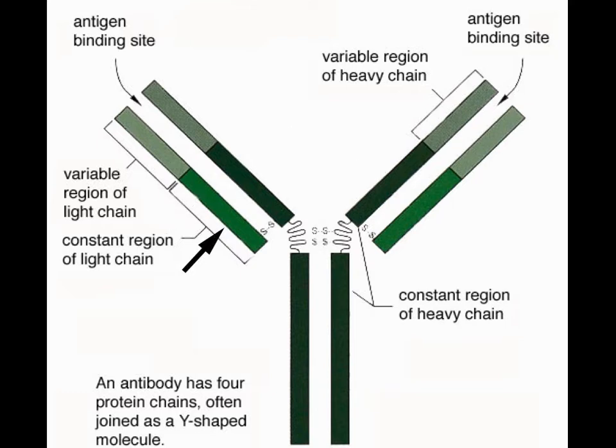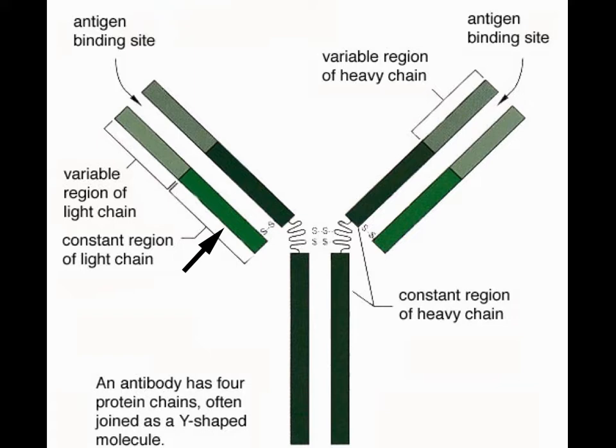Now, I want to point out something here about this arrow on this screen, pointing to what's called the constant region of the light chain. That's a sequence of amino acids that is the same in all different kinds of antibodies, and that's why it's called the constant region. And if you look at the upper portion of that light chain, you'll see there's a portion called the variable region of the light chain, and that is a sequence of amino acids that does vary from one kind of antibody to another. And so I think you can see here that there's an upper region of the heavy chains also that's composed of a variable region.